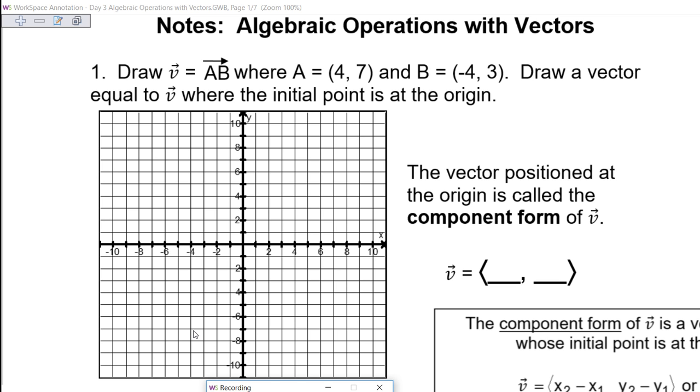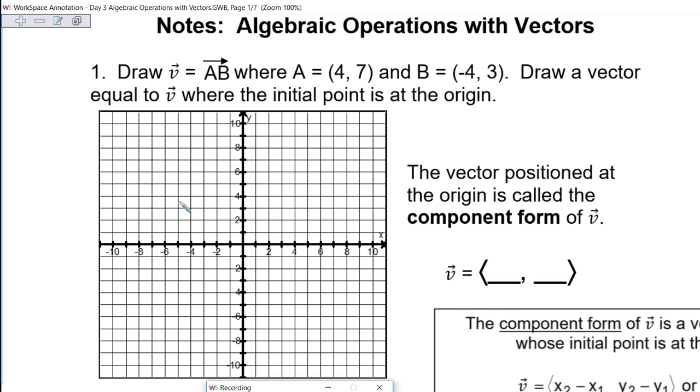Today we're doing algebraic operations with vectors. What we're doing today, we will also do tomorrow. So, problem number 1, it says draw vector V, and vector V goes from point A to B, where point A is at 4, 7, and point B is at negative 4, 3. So that's the first thing we need to do, is go ahead and plot those 2 points.